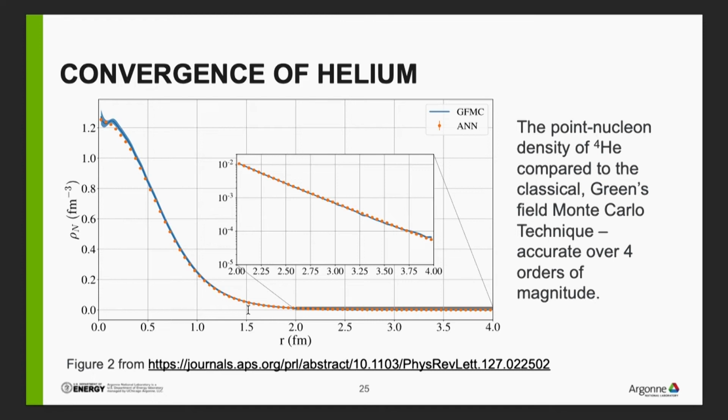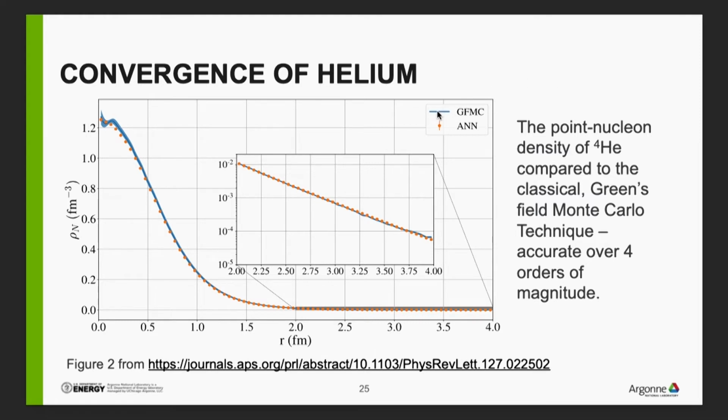It's also not just good for the energy. So here is helium. We solve this variational problem with a neural network to get the binding state of helium. But then we step back and look at our network and calculate the probability distribution to find a nucleon at some distance r from the center of mass. That's an experimental quantity. That's also something you can solve exactly for helium.